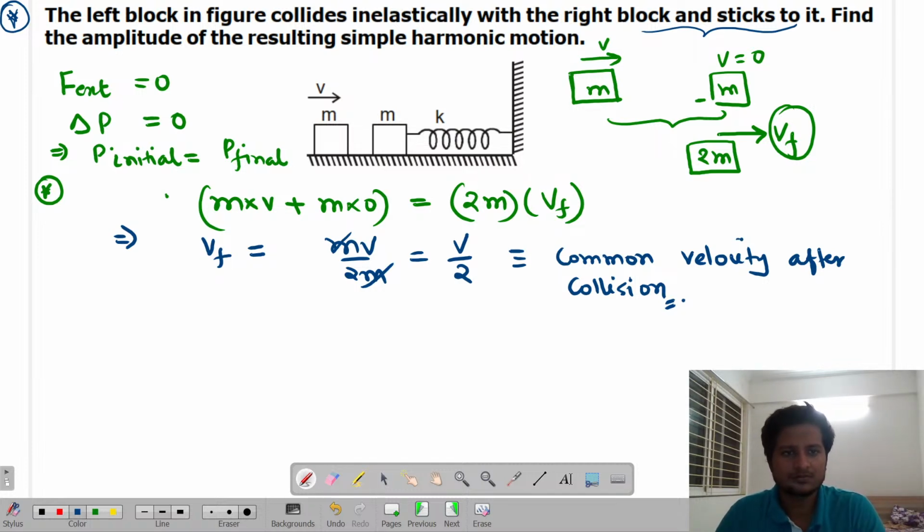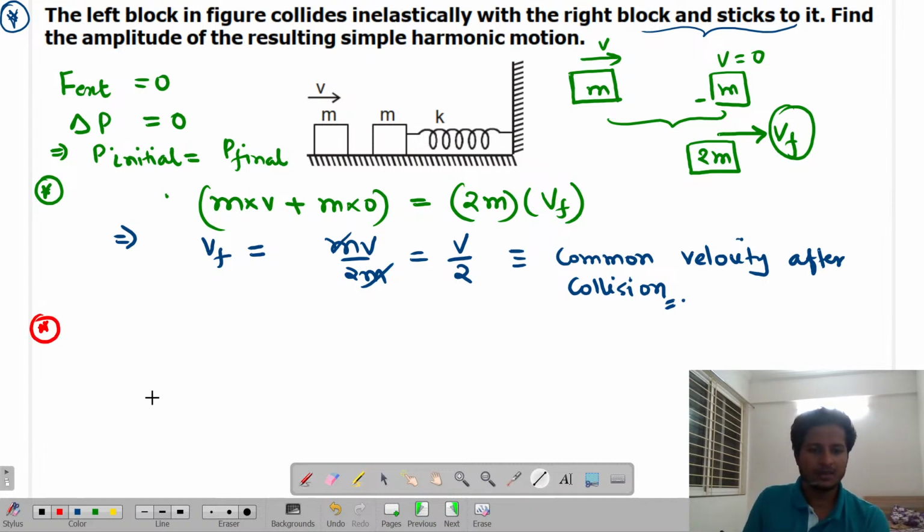Okay. So look carefully, what is the common velocity after the collision? v by 2. Now, when you have common velocity after collision as v by 2, what actually happens? Let us see that. Now, what is the meaning of amplitude?